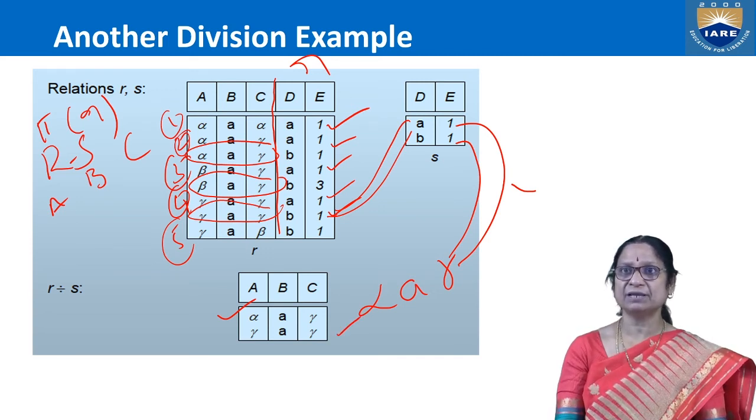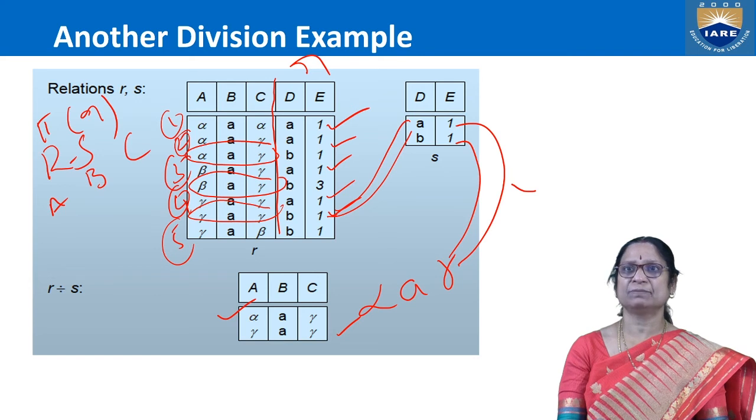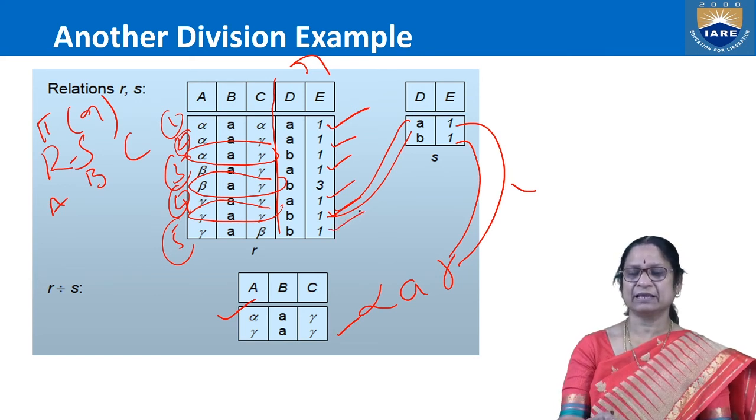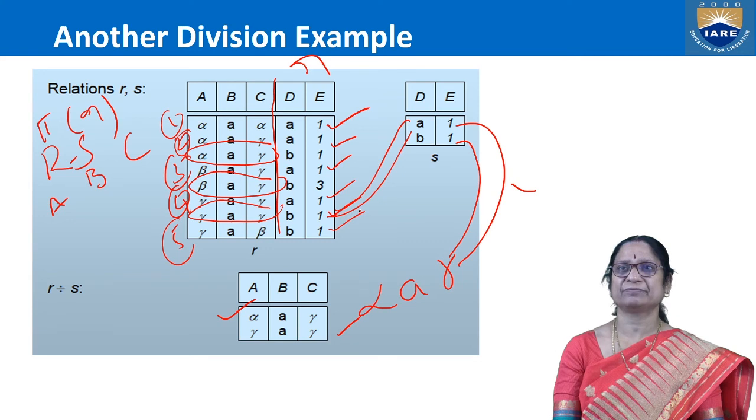Fifth tuple, gamma A beta. So gamma A beta is going to be mapped with A1. A1 is not there, but gamma A beta B1 is there. So it was not displayed.